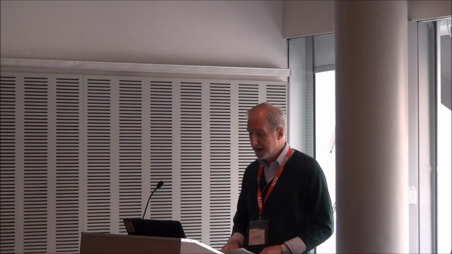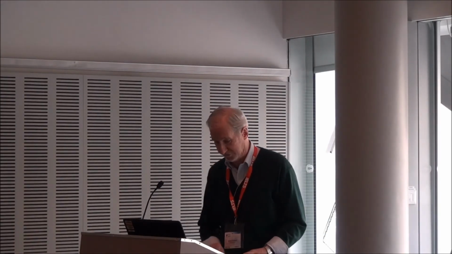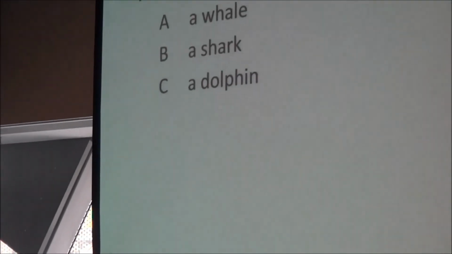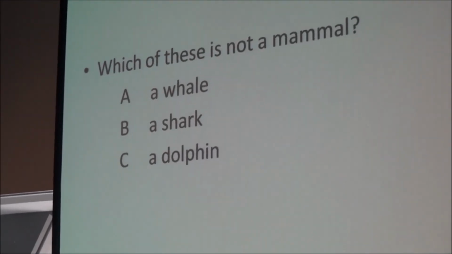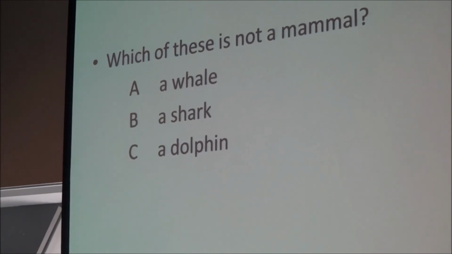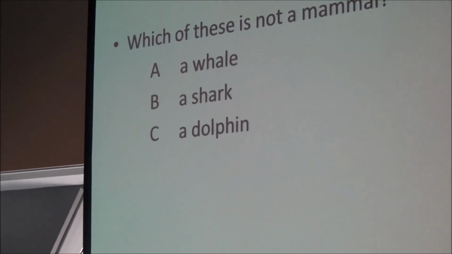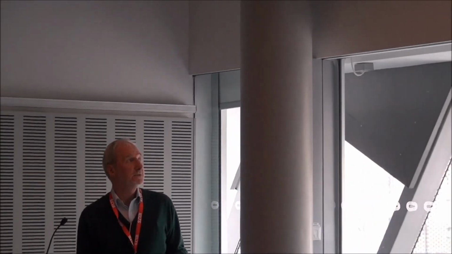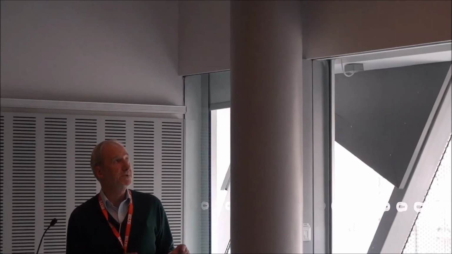Let's move on and do a quiz. Why not? A general knowledge quiz. Which of these is not a mammal? A whale, B, a shark, C, a dolphin. We can further practice the intonation tunes that we've done before. A whale is the down up. B, a shark, C, a dolphin. Down up, down up, down.